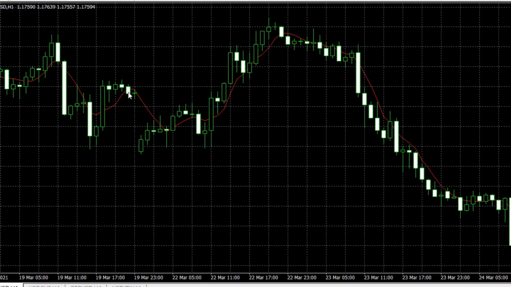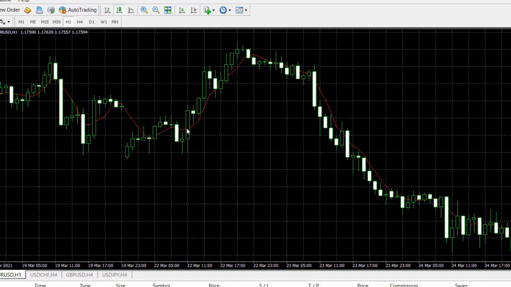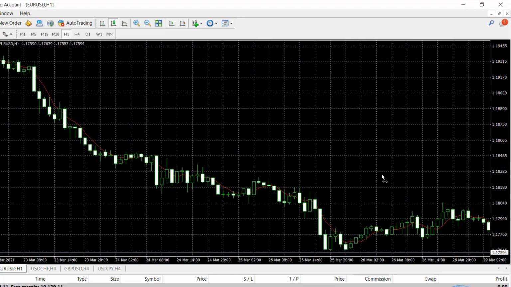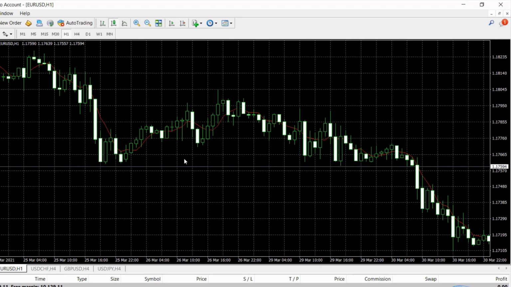So after I clicked OK, you see a line over the chart that goes below the price when the market is bullish, and it stays above the price when the market is negative. Okay, and if I scroll the chart, you will see that sometimes this moving average goes through the candlesticks. So how do we know when it's a good idea to buy or to sell?